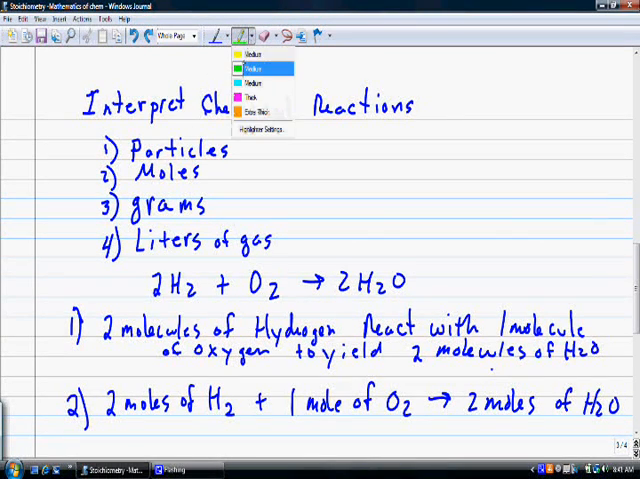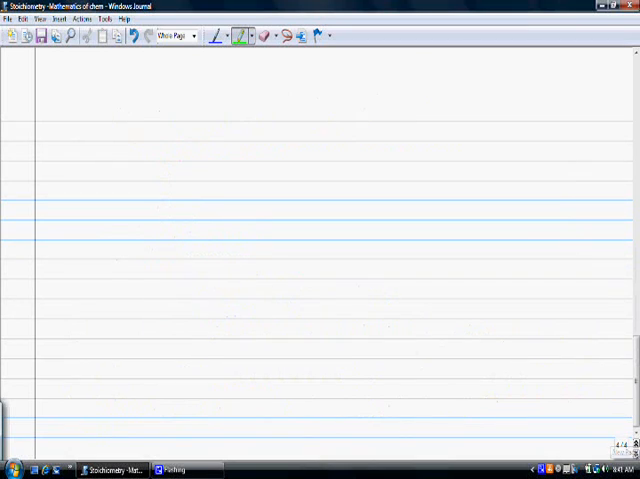So now that we've looked at how we can interpret a chemical reaction in terms of particles and in terms of moles, let's take a look at how we can interpret it in terms of grams, and then we'll talk a little bit about liters. So let's switch over to the next page.